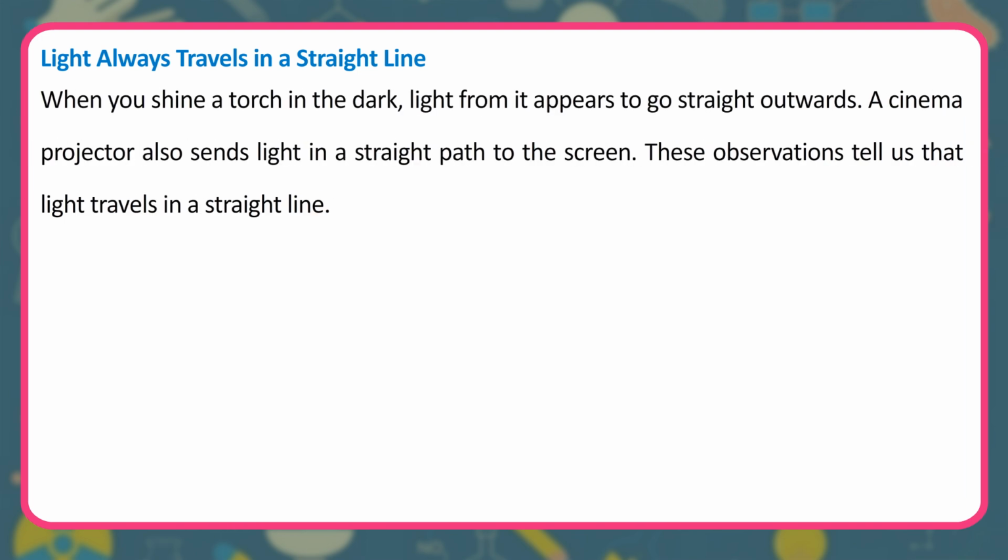When you shine a torch in the dark, light from it appears to go straight outwards. A cinema projector also sends light in a straight path to the screen. These observations tell us that light travels in a straight line.